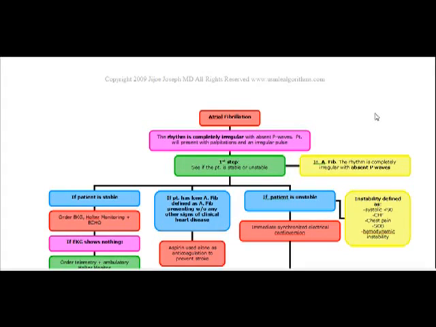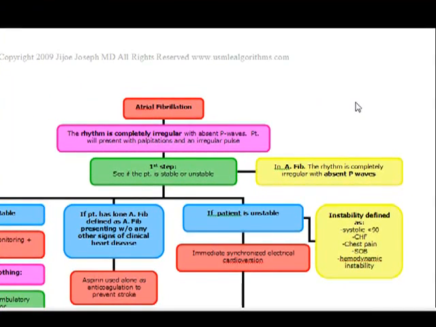Okay, next topic is going to be atrial fibrillation, also known as AFib. And the first thing I want you to remember is that in AFib, the rhythm is going to be completely irregular. This patient's going to present with palpitations and an irregular pulse. They're going to have a history of things such as ischemic heart disease, coronary artery disease, hypertension. Hypertension is actually your most common etiology for AFib.